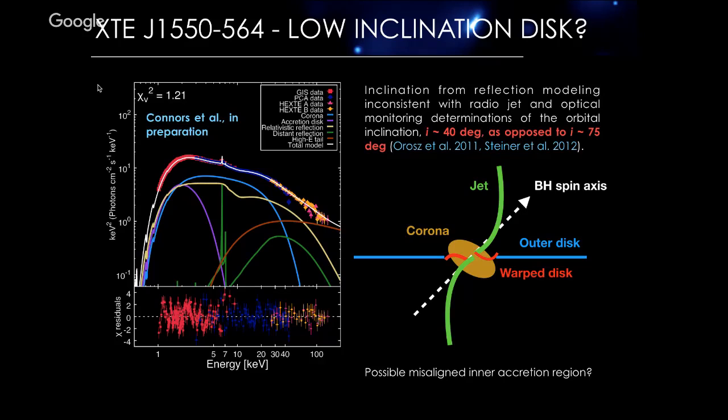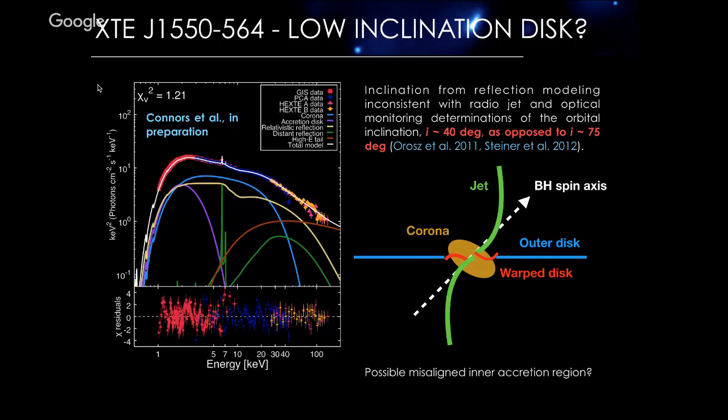And you see this kind of messy plot. It shows all the different spectral components that you need to include to fit this data. It requires a corona or non-thermal emission, thermal emission from the accretion disk, relativistic reflection, distant reflection, and also some high energy tail that is possibly linked to emission from a jet.